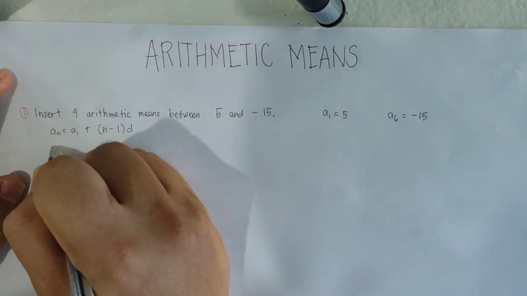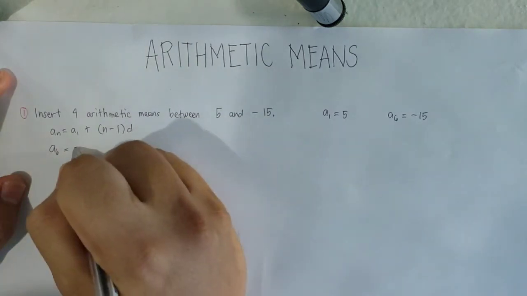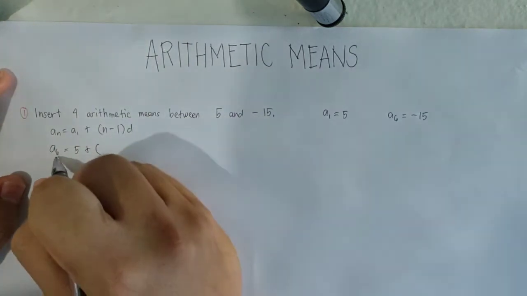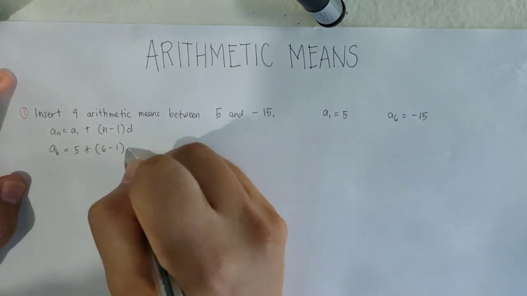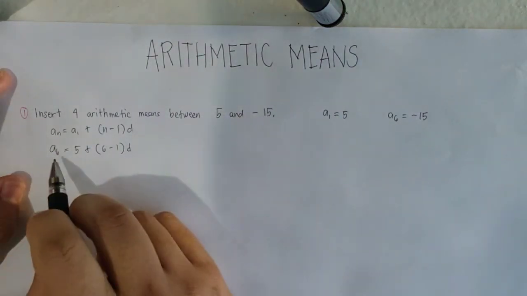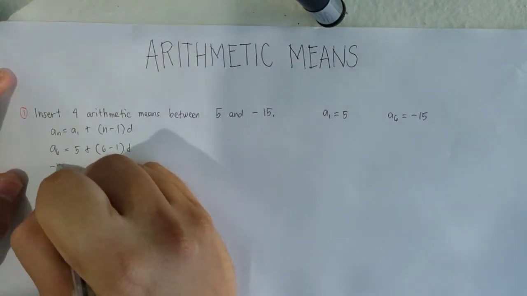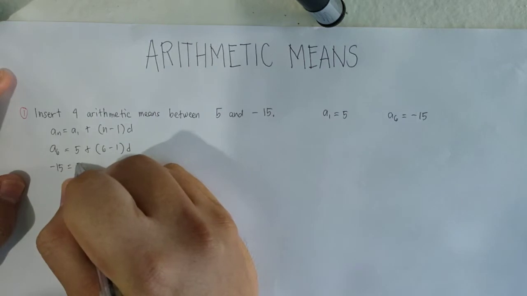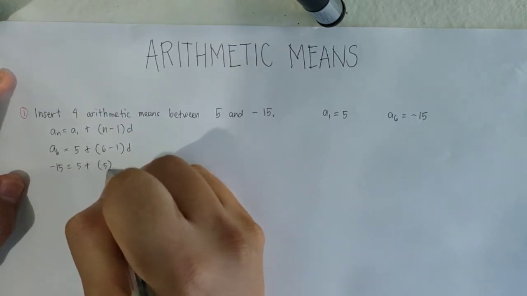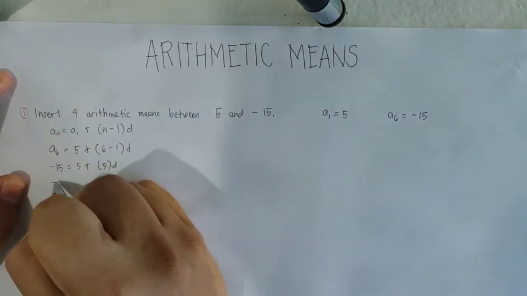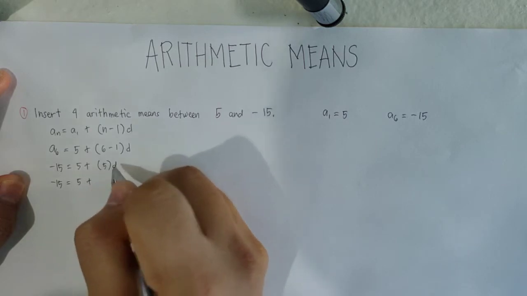A sub n natin is a sub 6 equals, anong a sub 1 natin? 5 plus, anong n natin? Yung 6 minus 1, wala pa tayong d. Then, anong value ng a sub 6 natin? Negative 15. So, magiging negative 15 to equals, copy lang yung 5, plus 6 minus 1 is 5, copy lang yung d. Then, copy lang din yung negative 15.